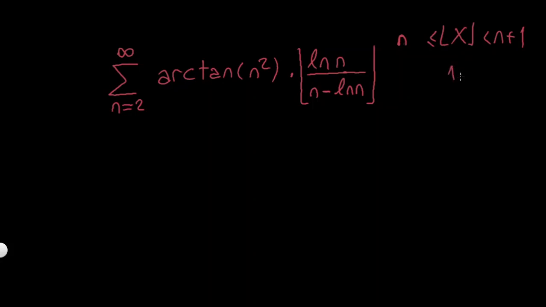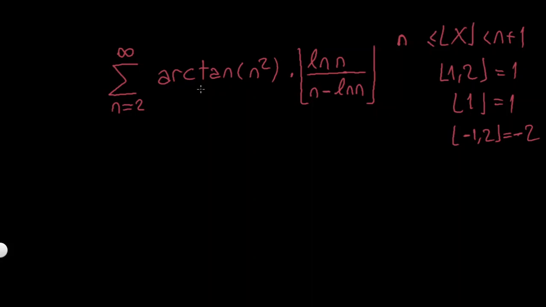For example, if I had 1.2, this would be equal to 1. And if it was 1, this would still be 1. And if it's minus 1.2, this may be a bit tricky, but it's minus 2.